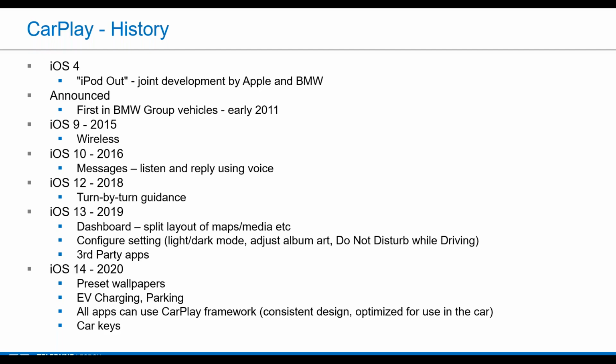And from then on, CarPlay updates worked with the iOS updates. So you can see just a few of the major updates here with iOS 9 introducing wireless CarPlay, 10 added messages, 12 adding turn-by-turn guidance. And then with iOS 13, there was added the split layout, start mode, and support for third-party apps. Then iOS 14 introduced wallpapers, EV charging and parking location services, and gave apps access to the CarPlay framework to, again, give that consistent design. More recently as well, Apple Car Keys, which enables an iPhone to open a vehicle. Again, you probably see those latest features in BMW vehicles first.